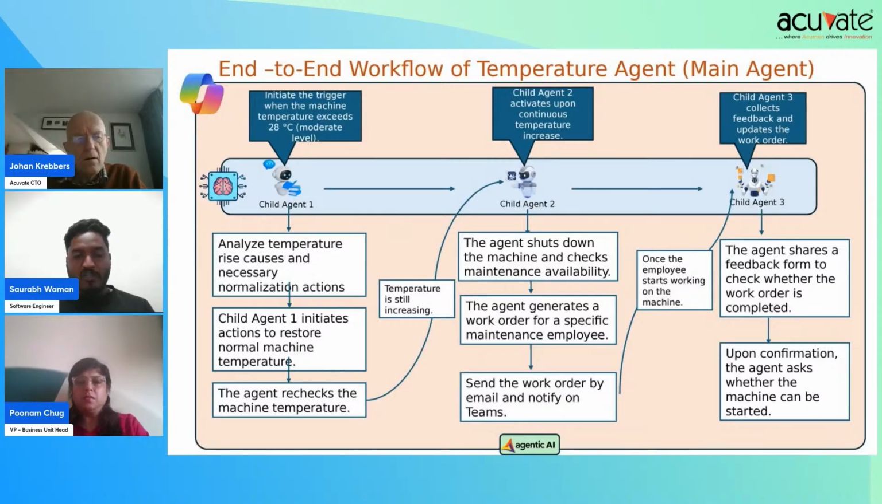Once that maintenance person receives the work order, after some time it sends a request for feedback on whether this particular work order is completed or not. It will ask the maintenance person, and that comes under child agent 3. Once the maintenance person confirms that the work order is completed, it will ask whether it can start that particular machine or not. If the maintenance person gives the green signal, our child agent will automatically start that machine.